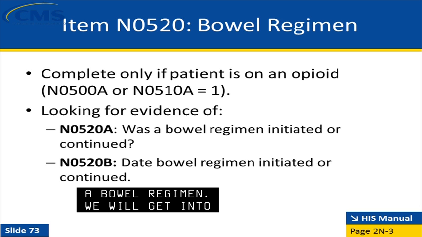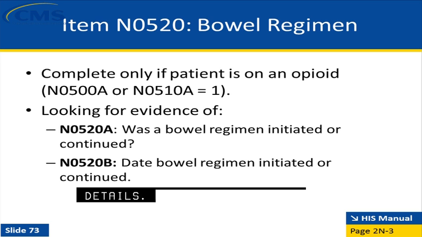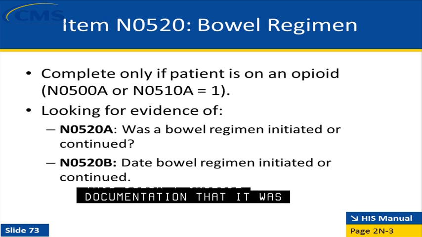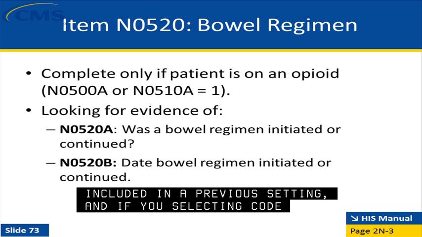For N0520A, you would select a code 2, yes, if the clinical record includes documentation that a bowel regimen was initiated or continued from the previous care setting. And if you selected a code 2, you would go on to respond to N0520B to enter the date.